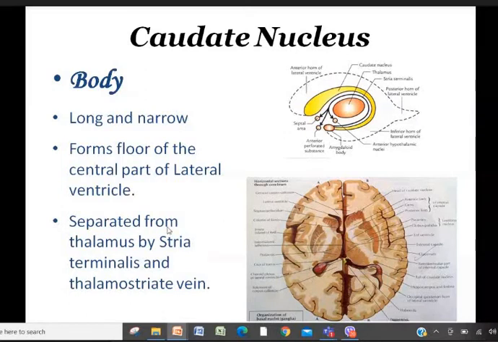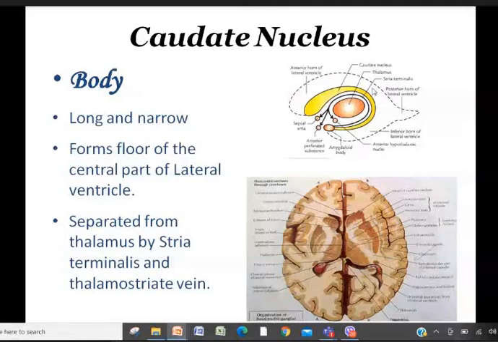And it is separated by the thalamus. This is separated from the thalamus by the stria terminalis. In the previous slide, most probably I have shown this: stria terminalis and thalamostriate vein. Okay? Stria terminalis and thalamostriate vein.